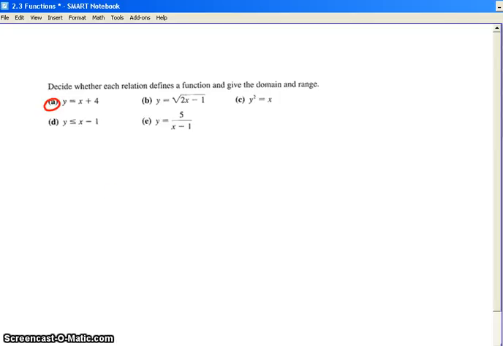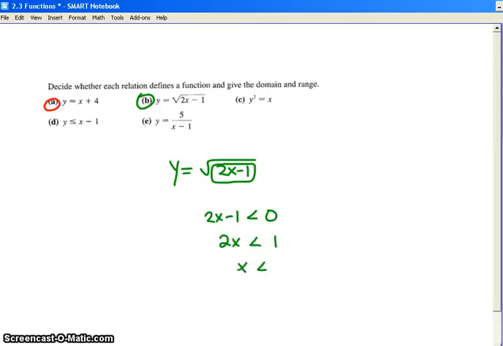Let's look at example B. y equals the square root of 2x minus 1. Remember, we cannot have a negative number underneath a radical, so 2x minus 1 less than 0. I need to find out when that's going to be less than 0. So 2x less than 1, x less than 1/2. Okay, if x is ever less than 1/2, then I'm going to get a negative number.